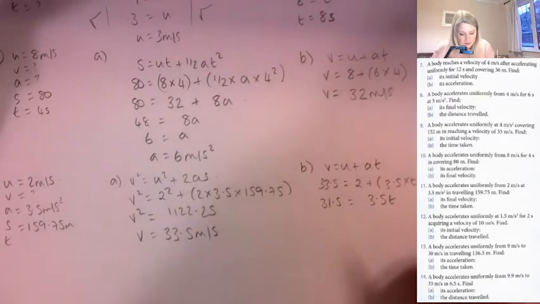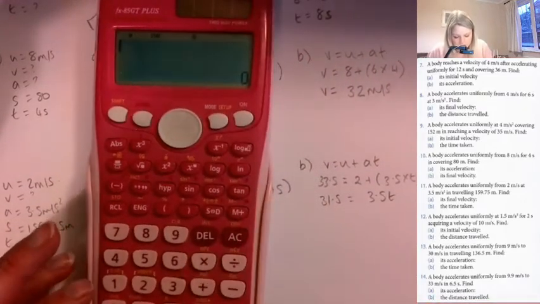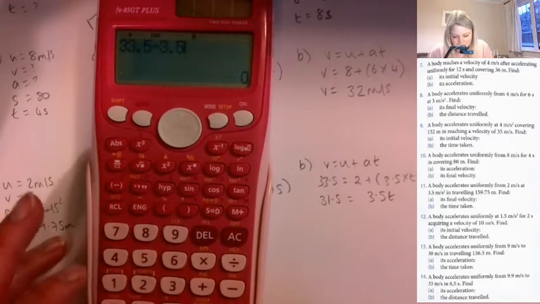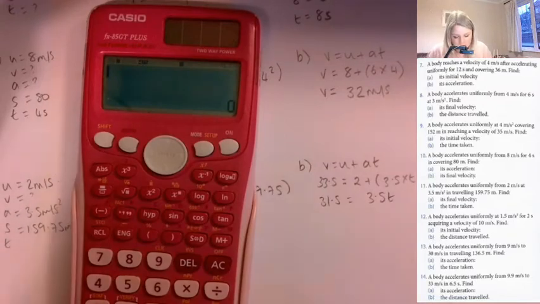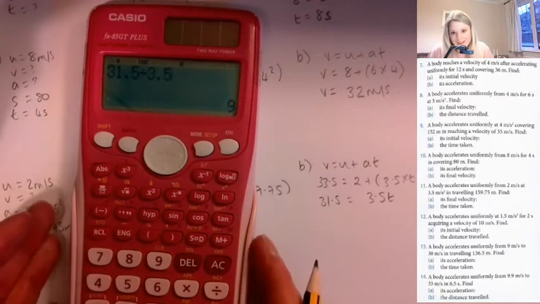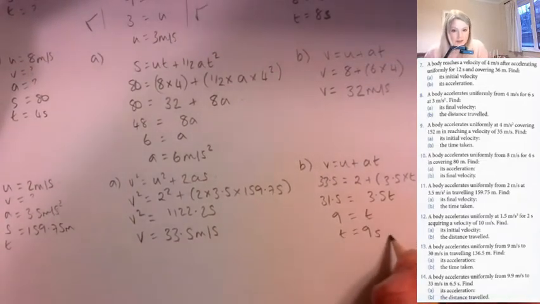Divide both sides by 3.5. That's wrong. So 33.5 divided by 3.5 gets me 9.57. No, sure, I typed the wrong thing into my calculator. 31.5 divided by 3.5 gets me 9. Okay. So t is 9 seconds.